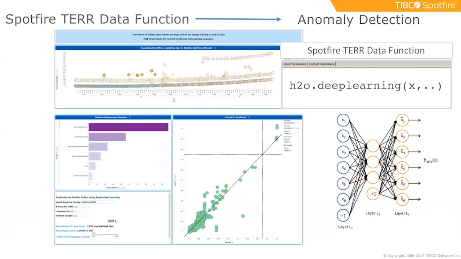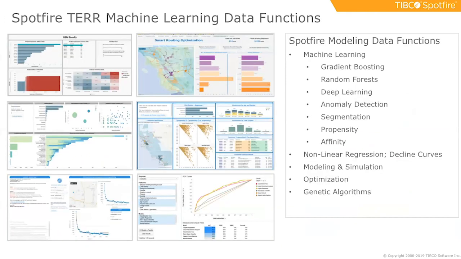Oh yeah, and this TERR data function uses an interface to the H2O system. This is again available on the community. The relevant R function here is H2O deep learning. Additionally, there are several other machine learning algorithms available on the community, ranging from gradient boosting and random forest to anomaly detection. Customer propensity accelerator is available, and various optimization and genetic algorithm use cases.